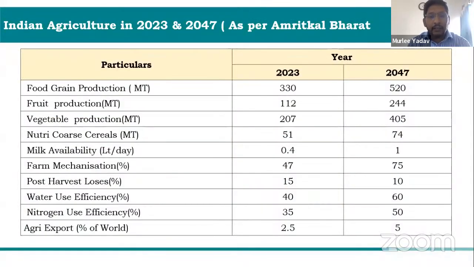If we go by the requirement, if you go by Amrit Kal, which is defined by the Government of India, the requirement, whether you talk about food grain production, horticulture production, cereals, milk, every aspect of agriculture, what is the requirement in 2047? If you want to achieve that much production in 2047, then you have to go by the concept of smart agriculture, because we will discuss what the constraints are. Due to that reason, if we do not go by smart farming, we will not achieve this target.